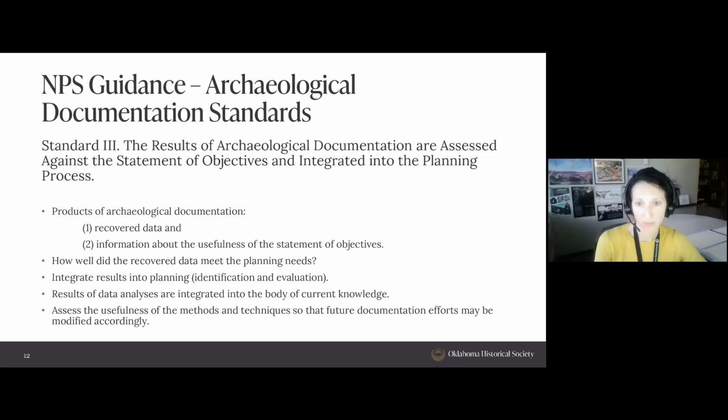The results of data analyses are integrated into the body of current knowledge. And you need to assess the usefulness of the methods and techniques you employed so that future documentation efforts can be modified to improve them, to take advantage of what you learned.